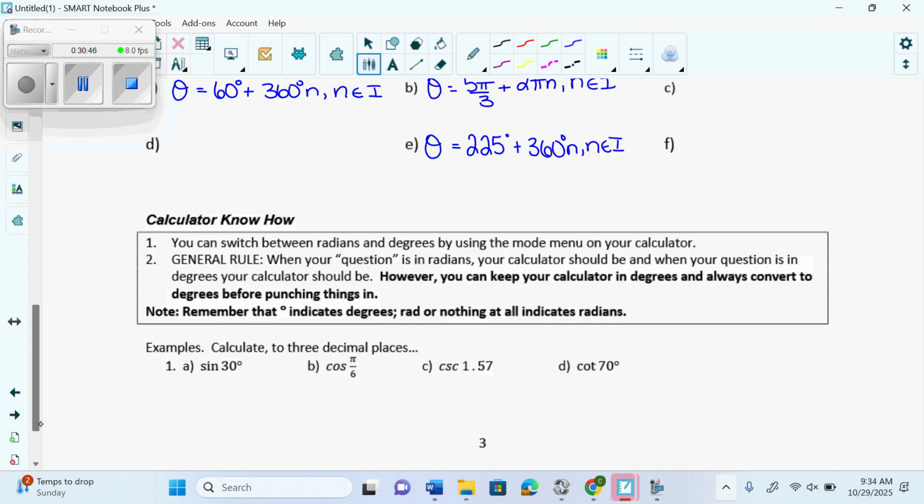If you press those three buttons, figure out what you need to be in. If you don't press those three buttons, do not call me over and say, Mrs. Lepp, does this have to be in radians? Do not do that to me. Please. We've had the discussion. You're all here today. I took attendance.